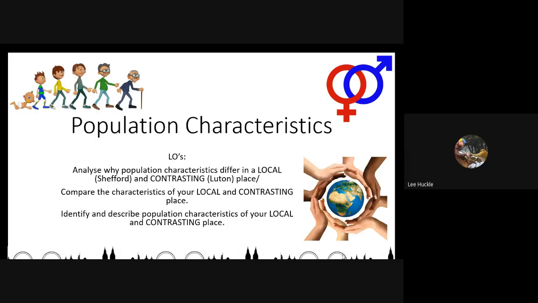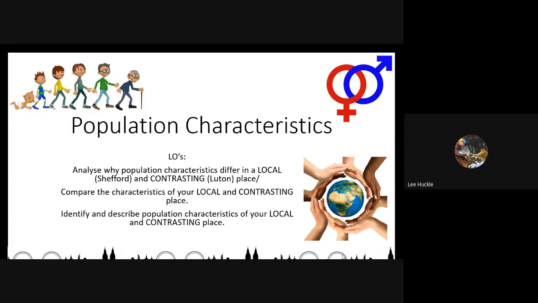Now, this is where we've spent 3 or 4 lessons, and it's very important we did so, because this makes up half of inquiry question 1, where all that you'd learnt in inquiry question 1 we had to start to apply to a local place. Your local place is Shefford. So if you ever get a question in diverse places about your local place, it's Shefford. And a contrasting place, which is Luton. So if you're ever asked an essay question about a local and contrasting place you have studied, it is Luton and Shefford.